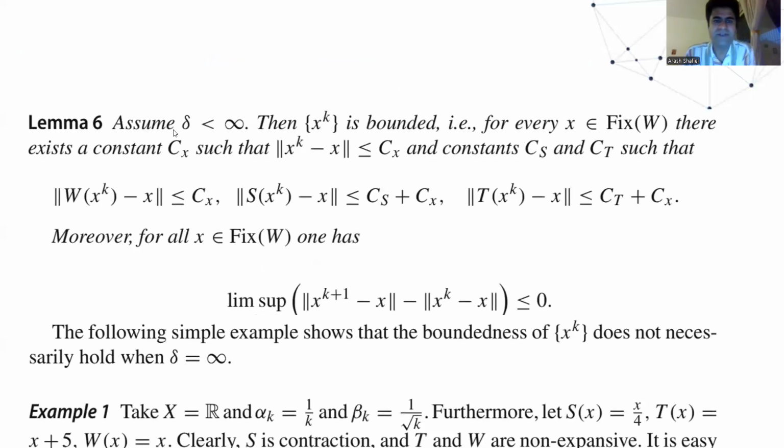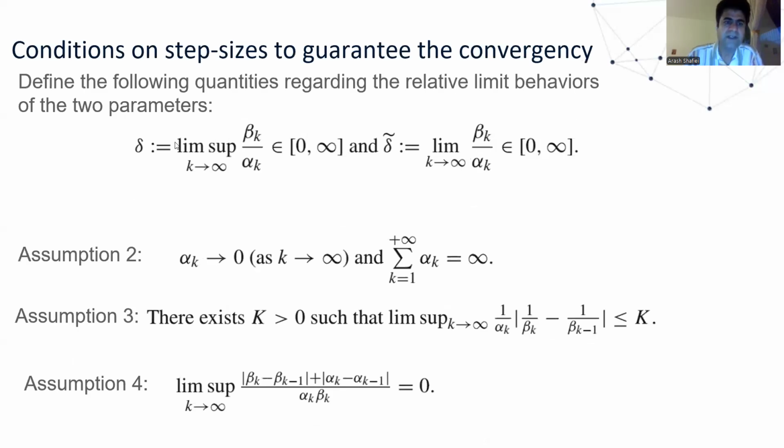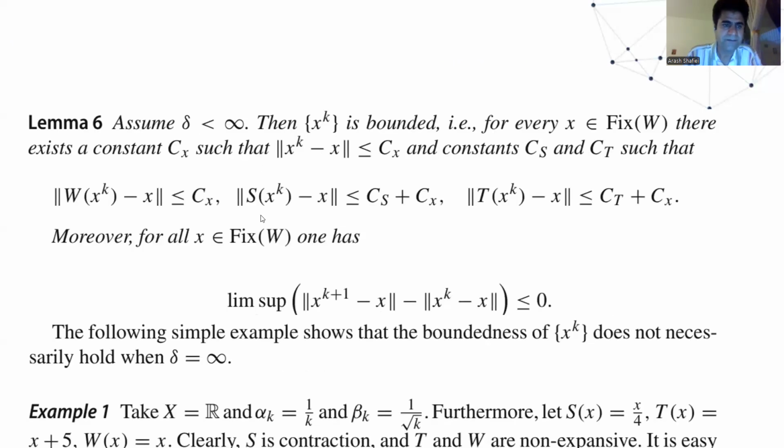This lemma says the sequence generated by the algorithm is bounded when delta is infinite. Let's get back to the last slide here. Delta is the limit superior of this fraction, beta k over alpha k. And we have this result here.